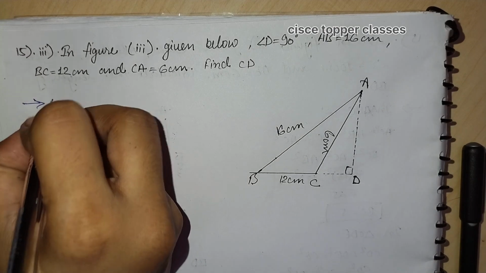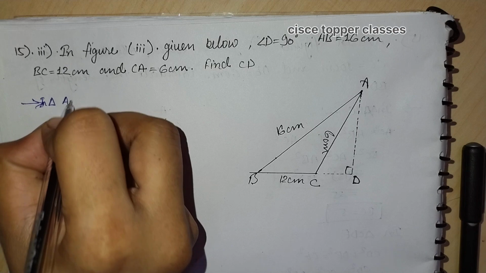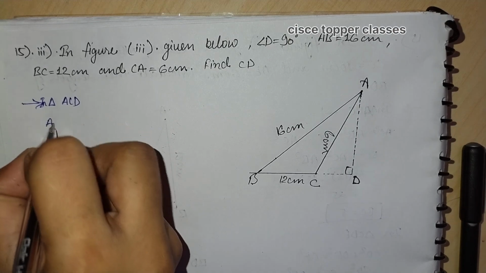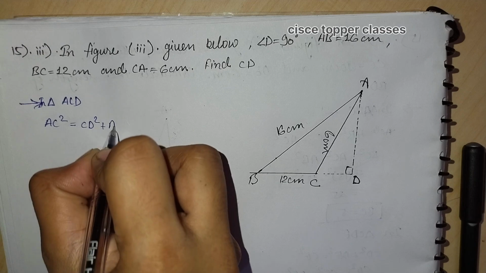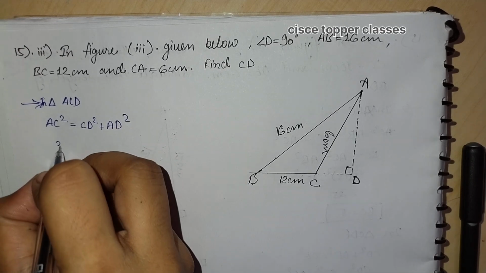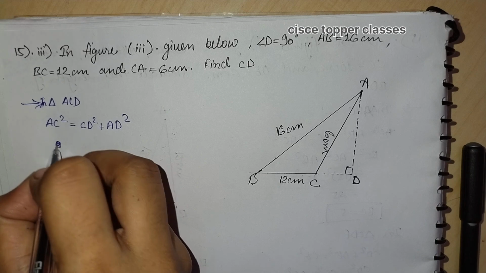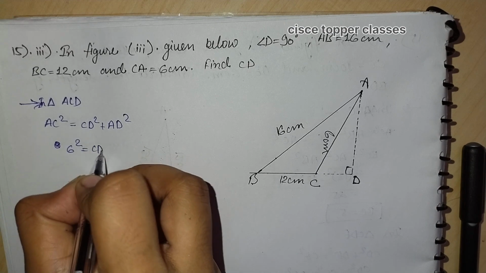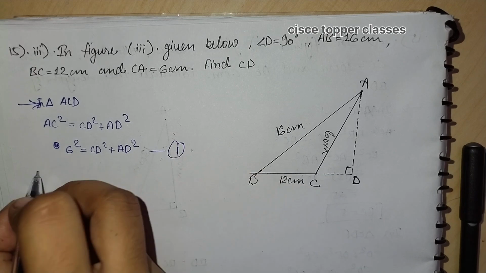To find this, we can simply write in triangle ACD, we can write AC square is equal to CD square plus AD square. So AC square will be 36 from here, means firstly we will write 6 square equal to CD square plus AD square as the first equation here.